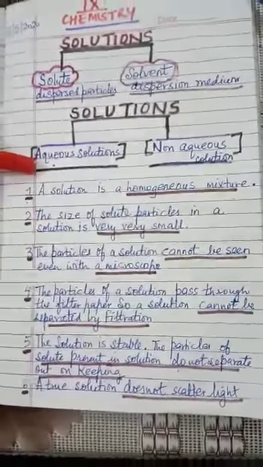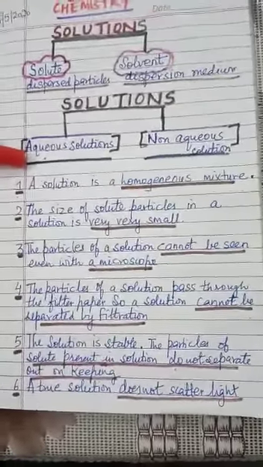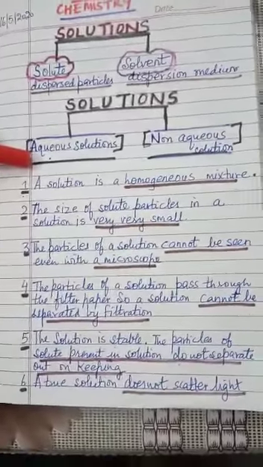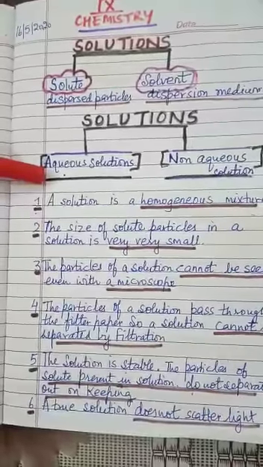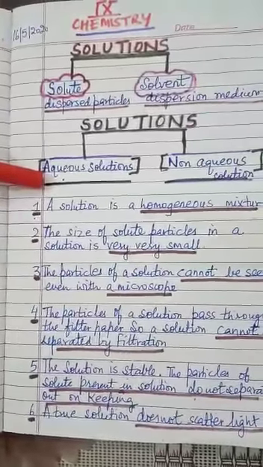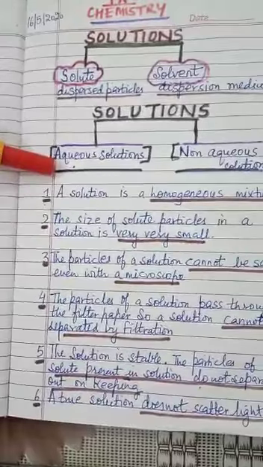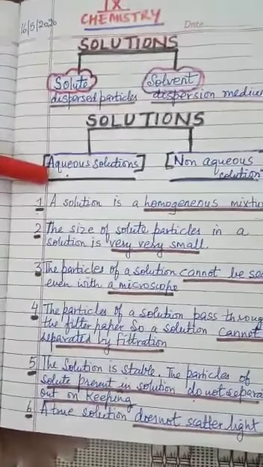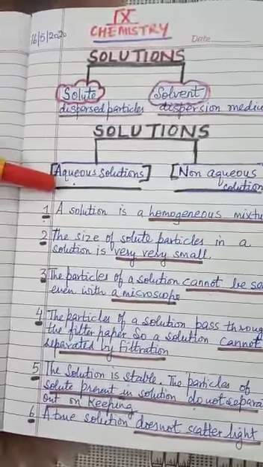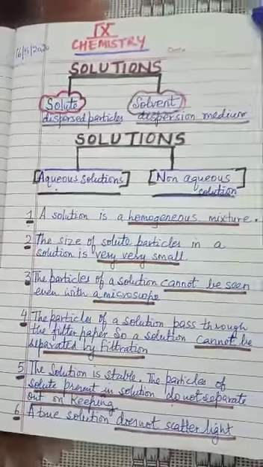Let us start with solution. Already you have studied that a solution is a homogeneous mixture, meaning that the mixture is the same throughout. Let us study the properties of solution by taking the example of salt and water.